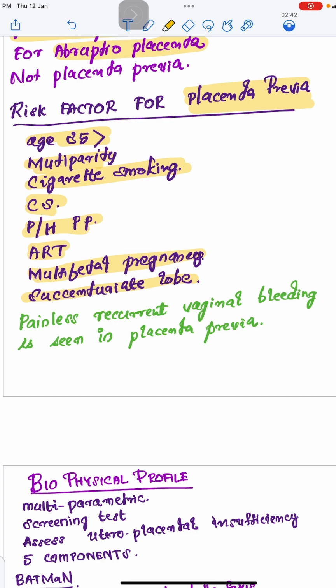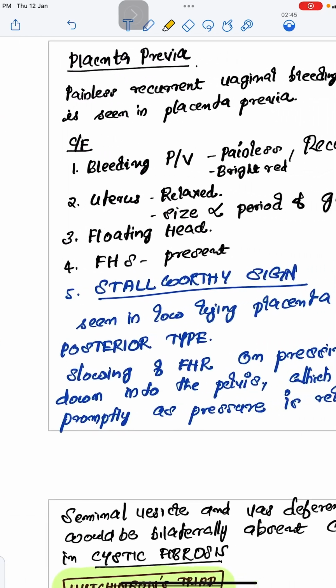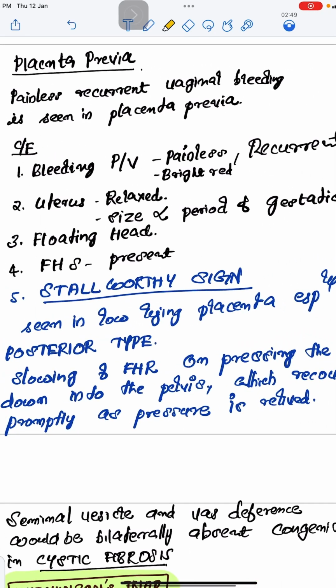Painless recurrent vaginal bleeding is seen in placenta previa. Bleeding per vaginum is there, painless recurrent bright red bleeding. The uterus is relaxed, and its size is directly proportional to the period of gestation. Floating of the head is there. Fetal heart sounds are present.